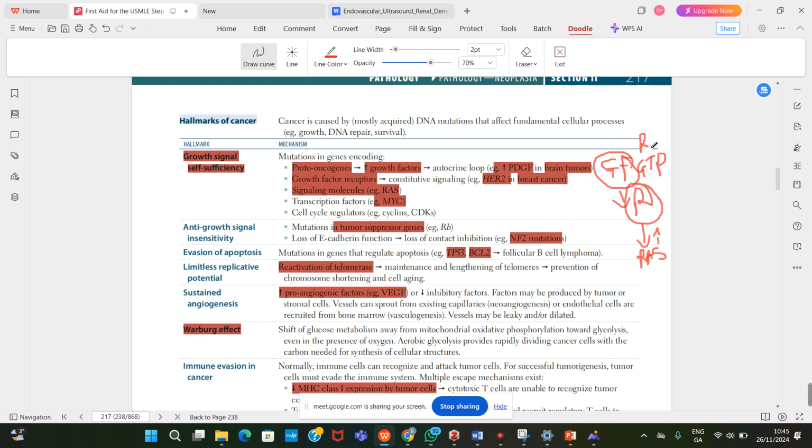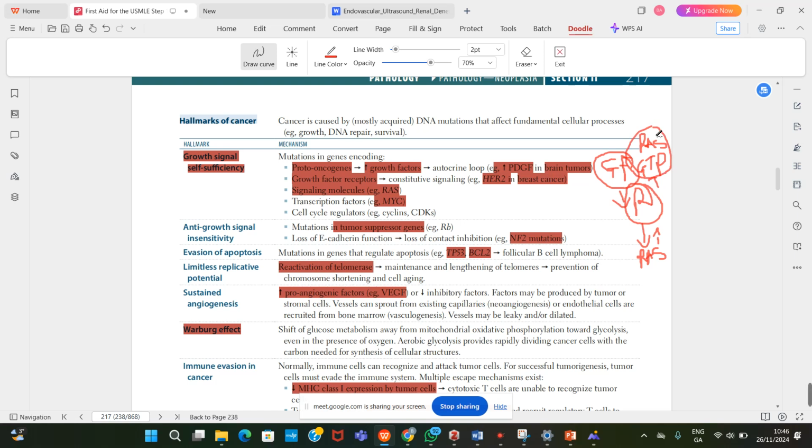RAS binds to GTP to become activated. Now, when RAS becomes activated, it activates transcription factors. RAS needs to be quietened. And what will happen is that you have activation of a RAS GTPase that's going to come in, and it will break down this GTP to GDP. So when RAS is coupled to GDP, it is inactivated. Now, you have some form of RAS mutation that keeps it in the RAS GTP form.